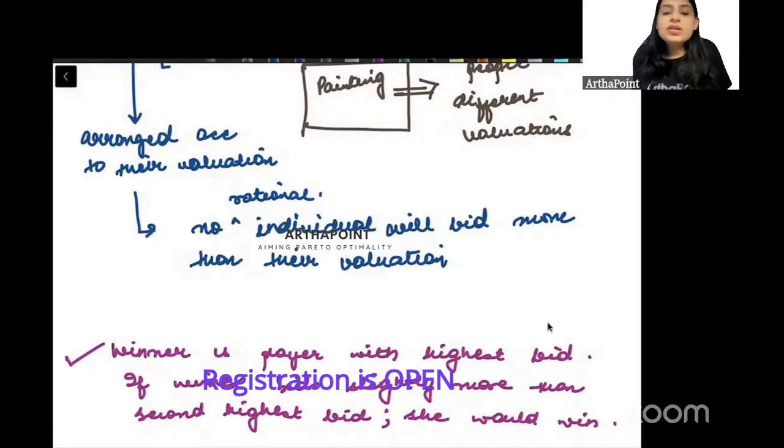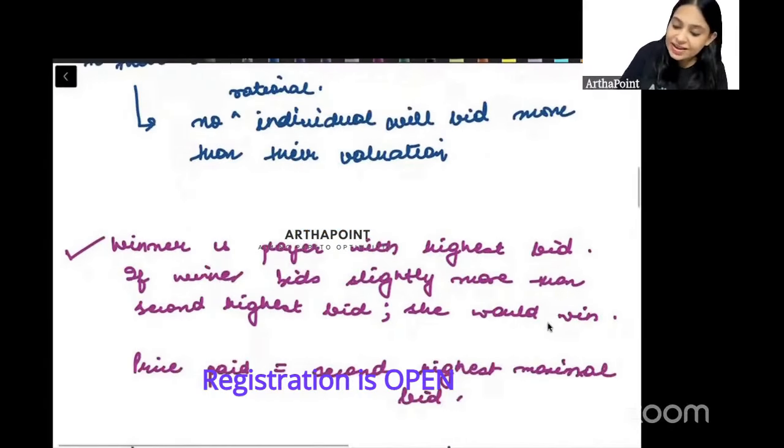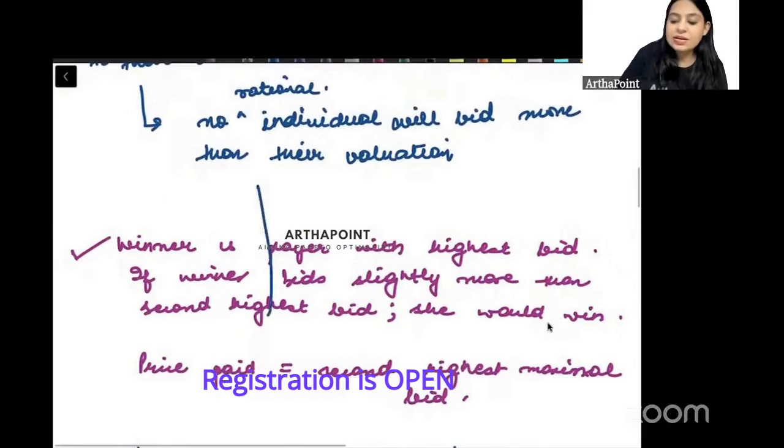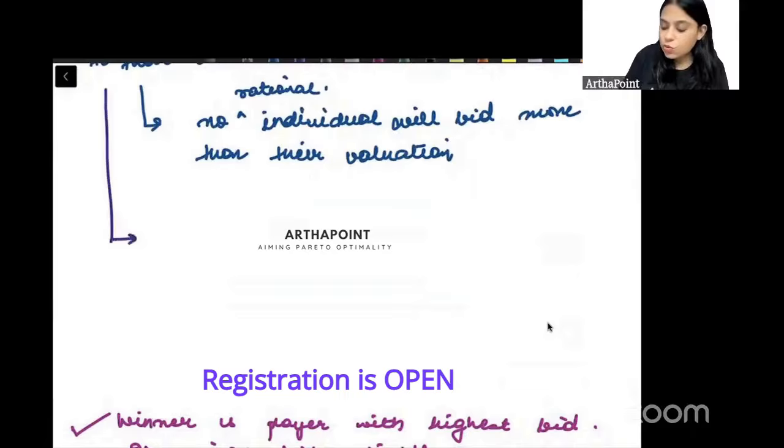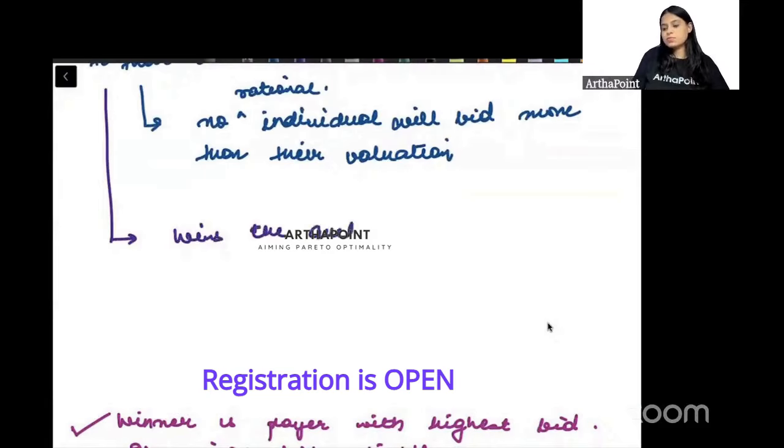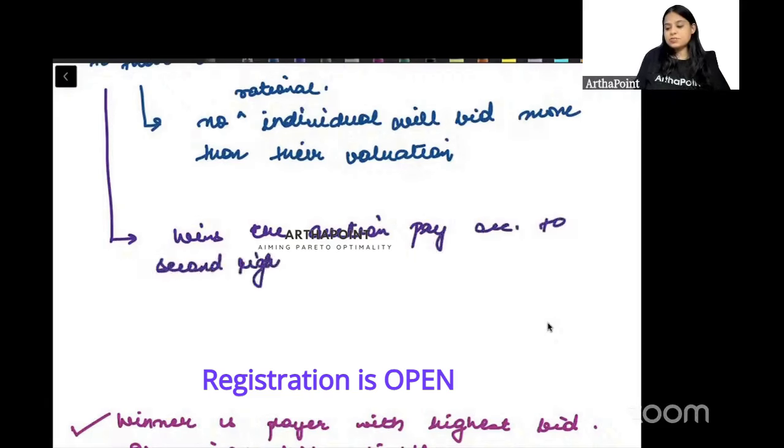Now the next thing that is important here is that in second price sealed bid auction, what happens is that whoever wins the auction, they will pay according to the second highest bid. Whoever wins the auction will pay according to the second highest bid.